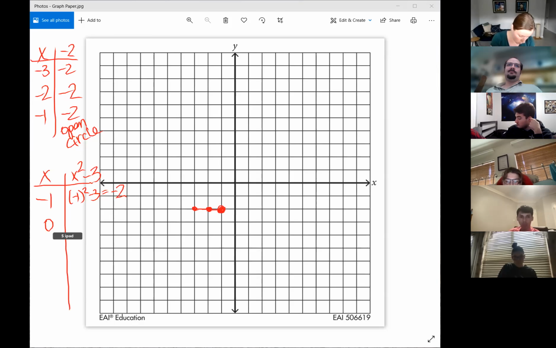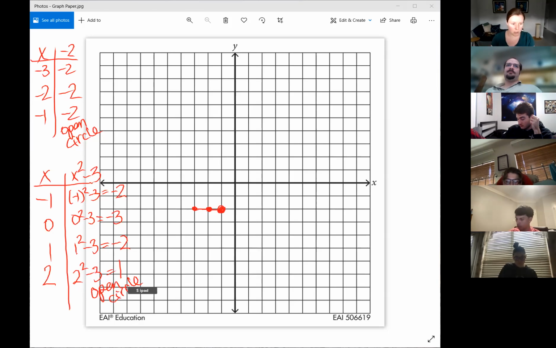And then we're going to keep going all the way to 2. I like to just do whole numbers because it makes life easier. So 0 squared - 3 is -3. 1 squared - 3 is also a -2. And then 2 squared - 3 is a 1, but I'm going to write a note that that's going to be an open circle as well, unless it happens to match the next one. All right, so I'm going to graph that one.